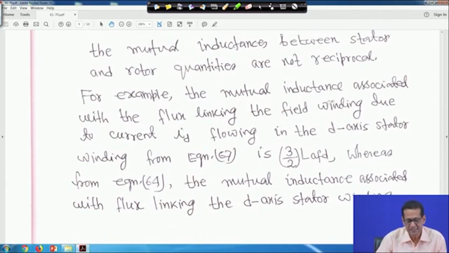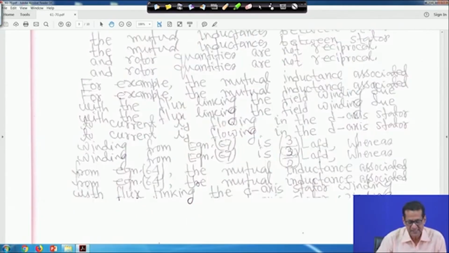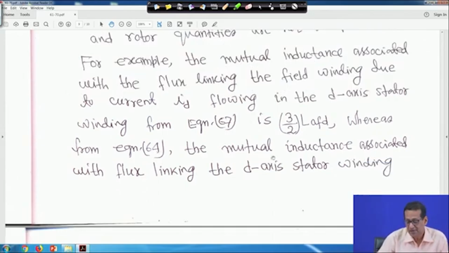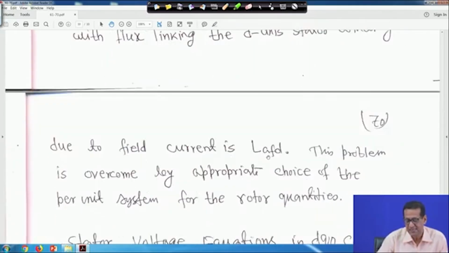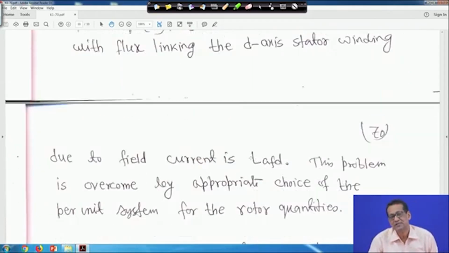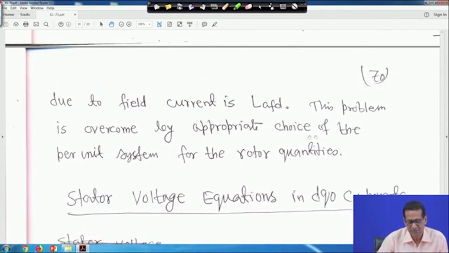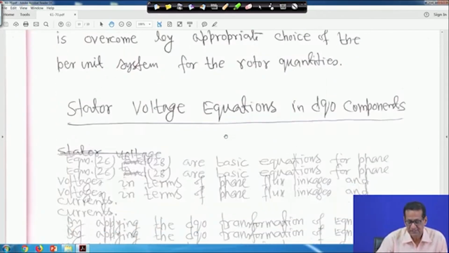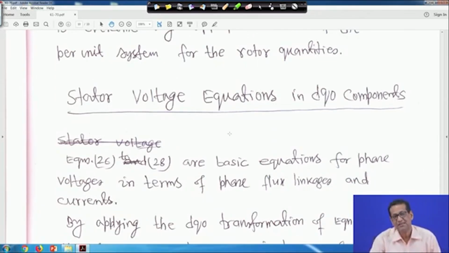For example, the mutual inductance associated with the flux linking the field winding due to the current id flowing in the d-axis stator winding, from equation 67, is 3 by 2 L afd. Whereas if you look into equation 64, you will find the mutual inductance associated with flux linking the d-axis stator winding due to field current is L afd. It is 3 by 2 L afd and it is L afd. So it is not reciprocal. Reciprocal means they are the same. This problem is overcome by an appropriate choice of the per unit system for the rotor quantities, which we will see later.